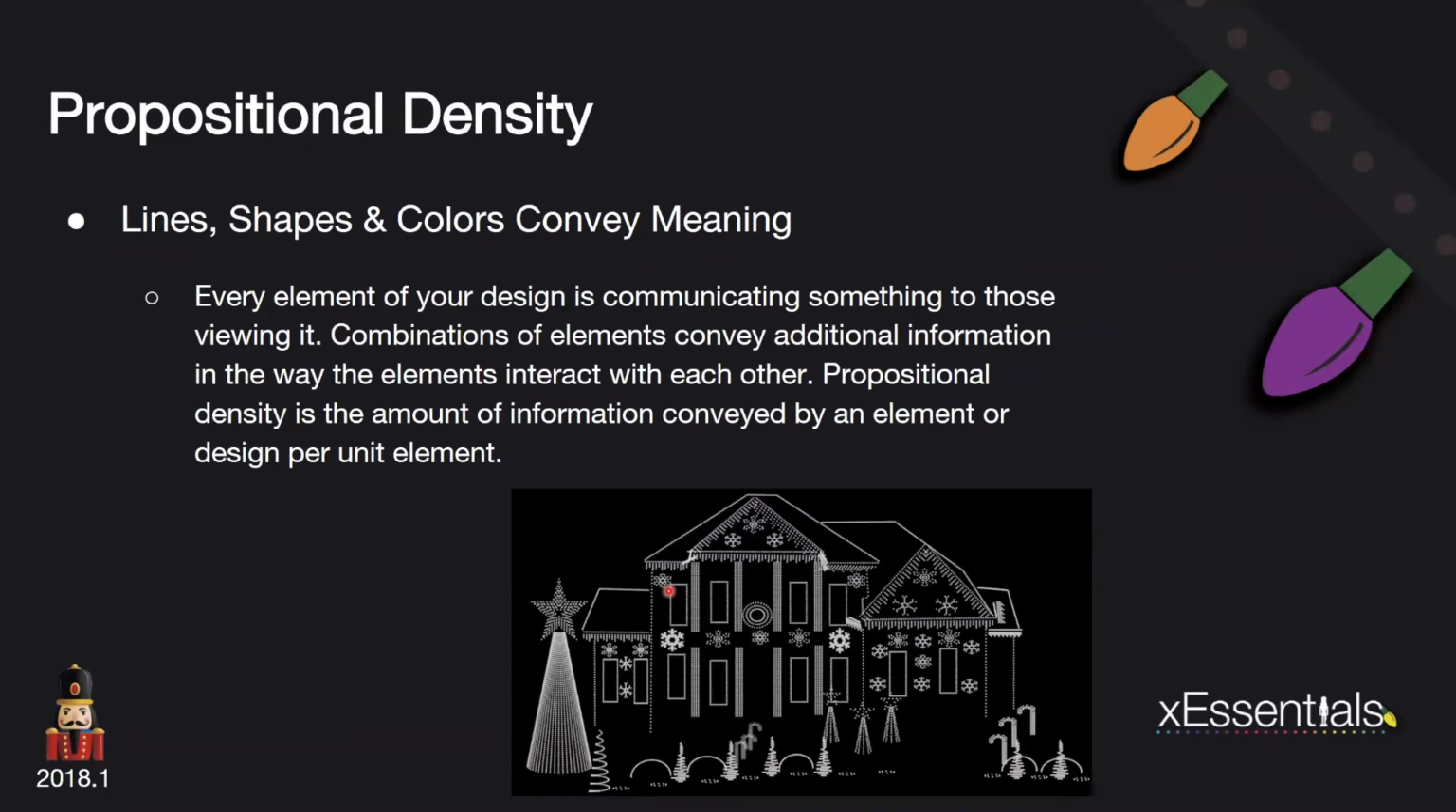So every element of your design is communicating something. We covered that. Combinations of these elements convey additional information in the way elements interact with each other, like four mini trees that are interacting with each other, or the columns on Matt Roush's house here, or the snowflakes on the top peak right here, bouncing back and forth, maybe a call and answer. So there's no wonder why we see so much commonality in our layouts where we have multiples of one thing. It almost seems natural. This would look very odd with one column, one twig tree, maybe one candy cane and a mini tree. It would just look out of place if you had them all four lined up here.